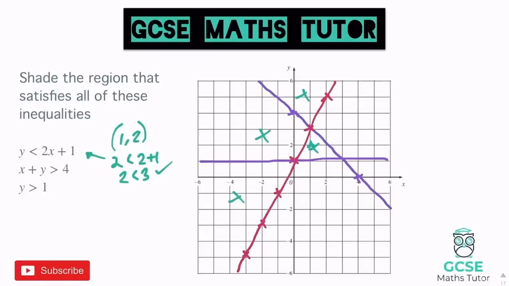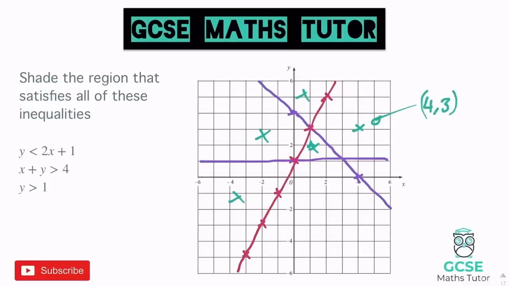So if we get rid of this, and obviously always leave your working out down, but let's try another coordinate. Let's try one in this region here, as this one's on the top. So that coordinate there is the coordinate 4, 3. Okay, so this one here, 4 and 3. And if we test those into all our inequalities and see if they actually work. So looking at the first one, well, y is 3, so 3 is less than 2 lots of x, so 2 lots of 4, 8 plus 1. So 3 is less than 9, and that's correct, that works.